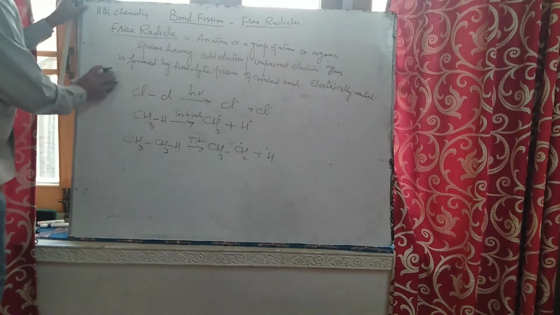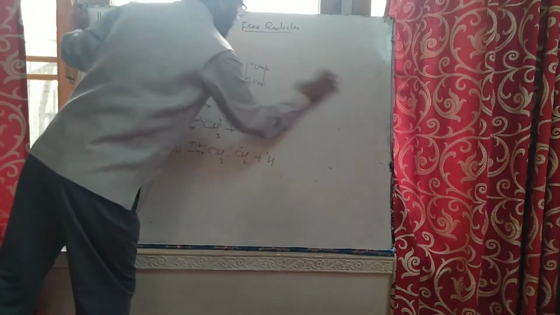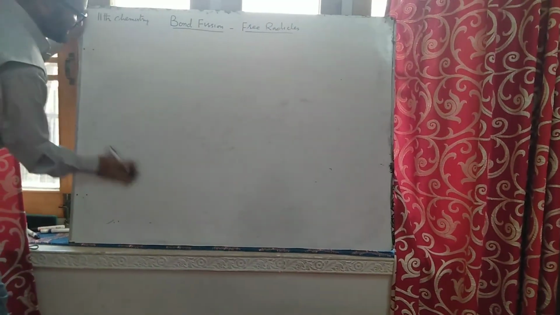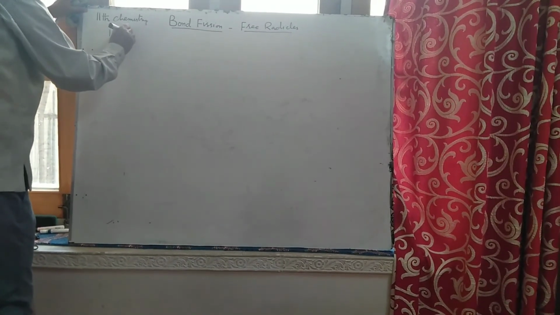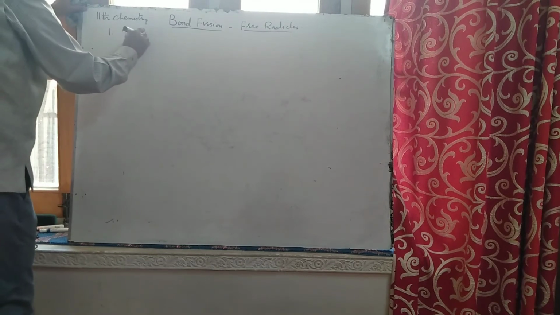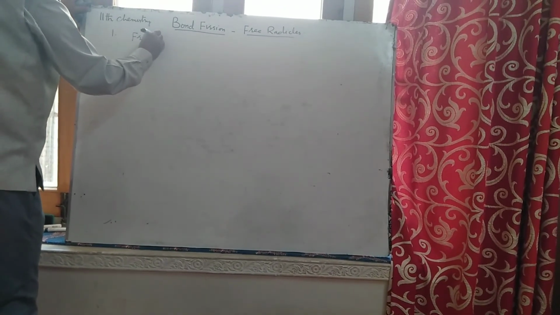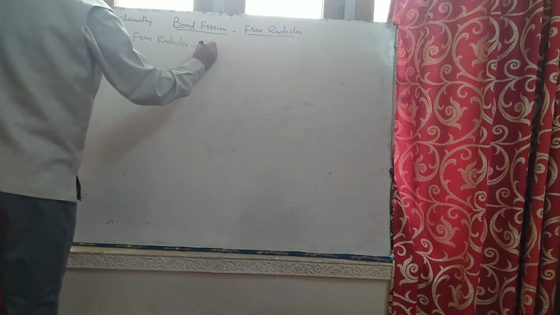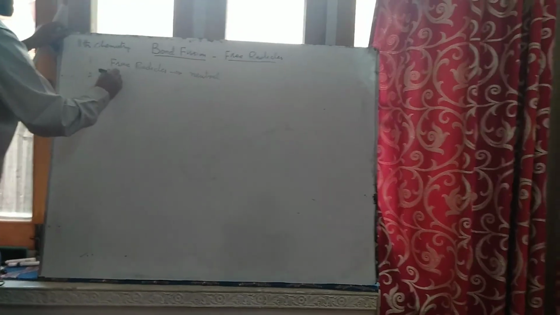So now, what are the characteristics of free radicals? We will explain the characteristics of free radicals. First, free radicals are electrically neutral. Number second, they are unstable.